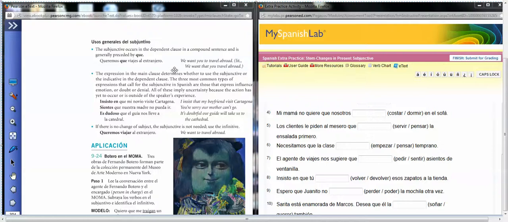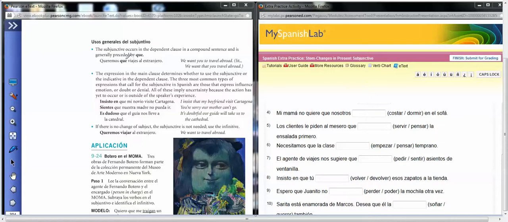I'm going to go ahead and talk to you about the subjunctive, when to use it. So if you look over here, we've already talked about how to form it. The subjunctive occurs in the dependent clause in a compound sentence and is generally preceded by que. So this says, queremos que viajes al extranjero. This is saying we want that you travel, we want you to travel abroad.